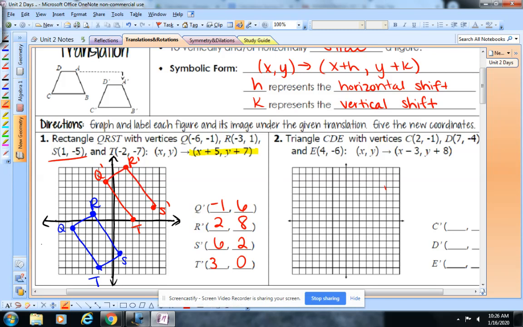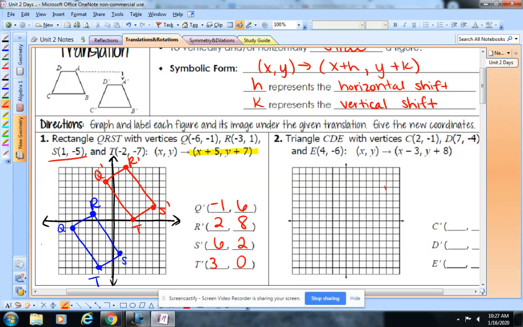So when you graph your new rectangle, it should look like you just took the original one and slid it over. Okay? You don't turn it, you don't flip it, you just scoot it over. Now, one way you can check it is this is the horizontal shift, this is the vertical shift, right? Plus means right for horizontal, and plus means up for vertical. So for Q prime, I should be going to the right 5 and up 7.